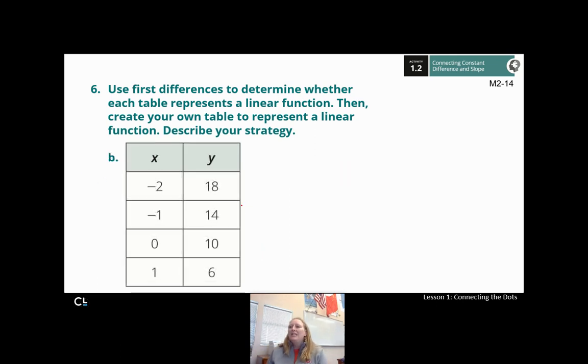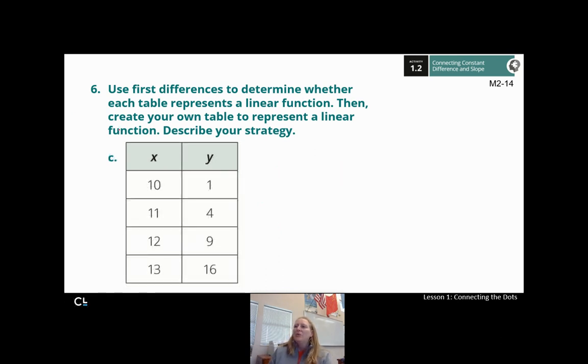Part B. So again, I'm going to find the differences. It looks like 14 minus 18 is a -4. 10 minus 14 is a -4. 6 minus 10 is a -4. I got the same thing every time. You know what that means? It means it's a linear function. Yes, this is a linear function. The first differences are -4. I was going down, not up, so my first differences were -4. Watch out for that.